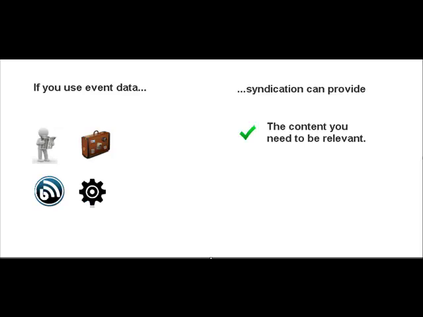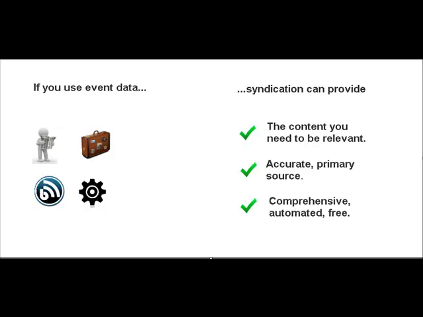Similarly, if you use event data in the media to encourage tourism, on a website focused on a specific topic, location, or group, or as a developer, syndication can provide more of the content you need to be relevant. Coming from a primary source, it will be more accurate, and since it's distributed for free via the web, it can cut your costs of providing your calendar. All of this without a web form.